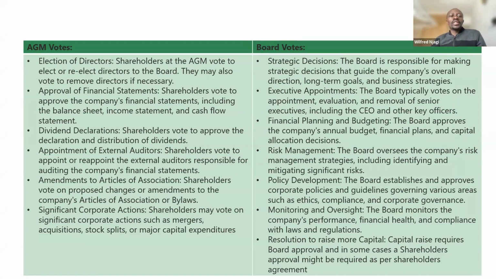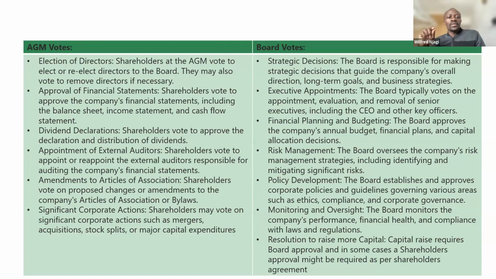So the AGM in well-functioning companies has a say on board matters. They have a say on who they want to sit on the board, right? So they might remove a director from the board. They might re-elect a board member. So these are the real owners, right? When you talk about the AGM, you're talking about shareholders who are the real owners of the company.